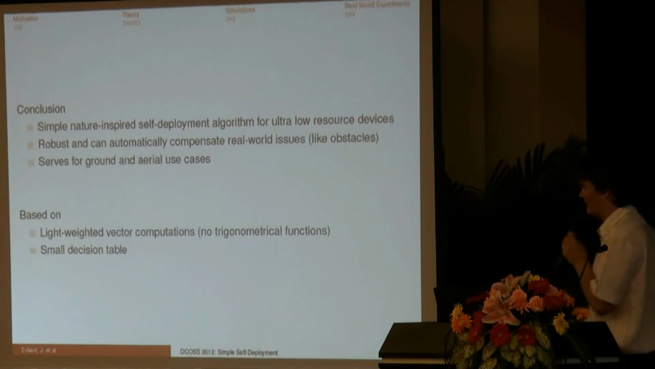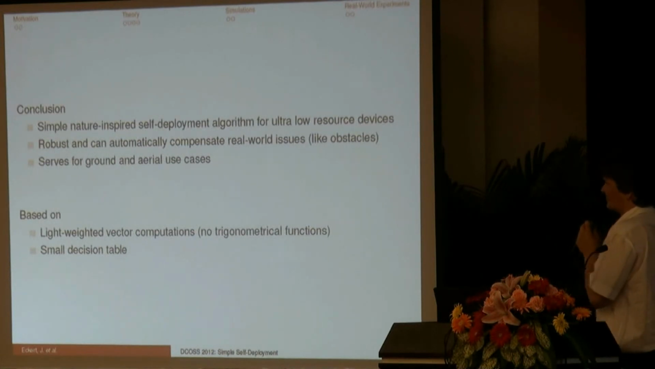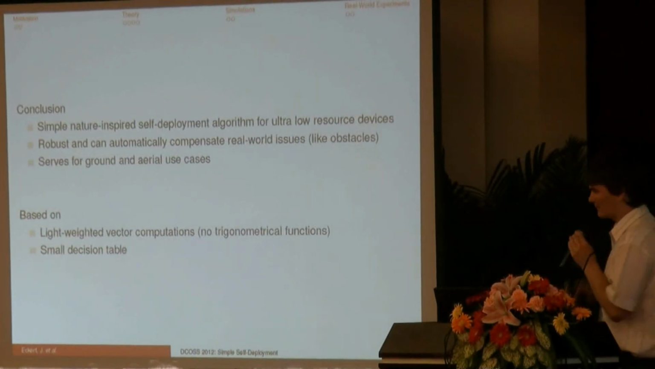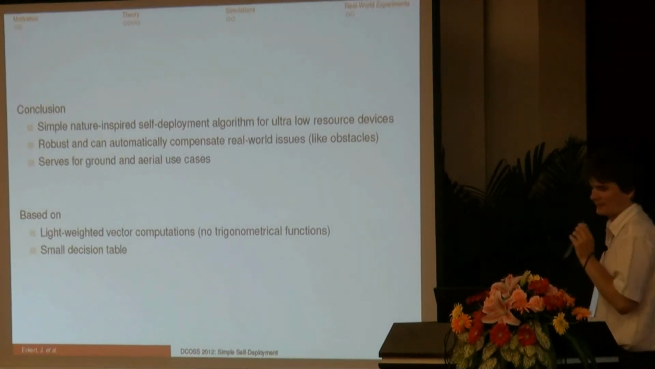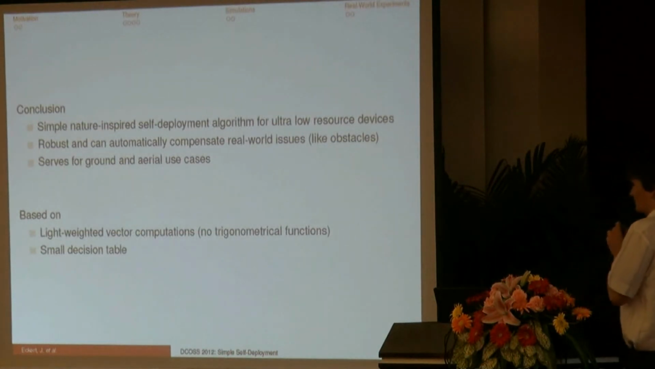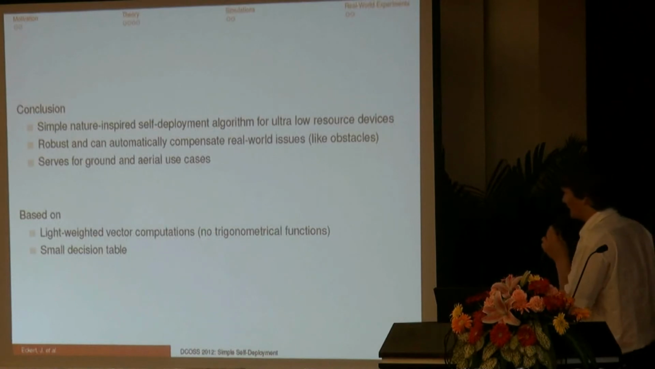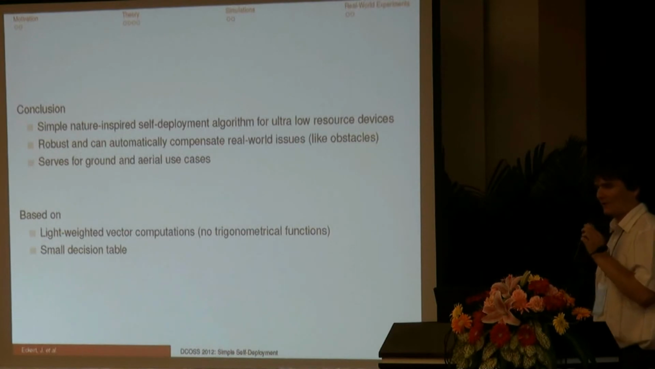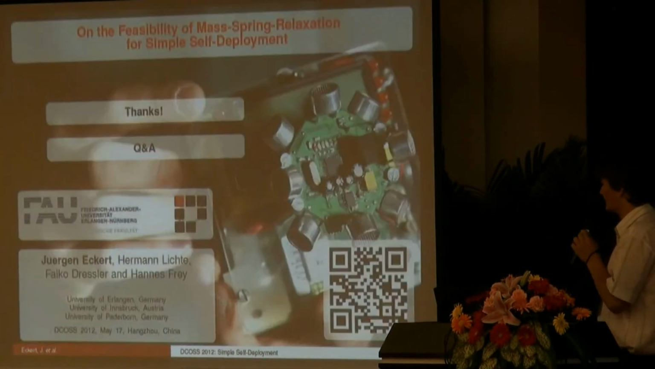It can serve ground and aerial use cases as well. However, we do not recommend it for aerial ones because the drones are usually more expensive, and there you can put in greater, more powerful processors. Everything is based on very lightweight vector computations, and we do not even need any triangulation functions. We just used some lookup tables of about 4 to 8 entries, and a very small decision table of 4 entries. So that's it.